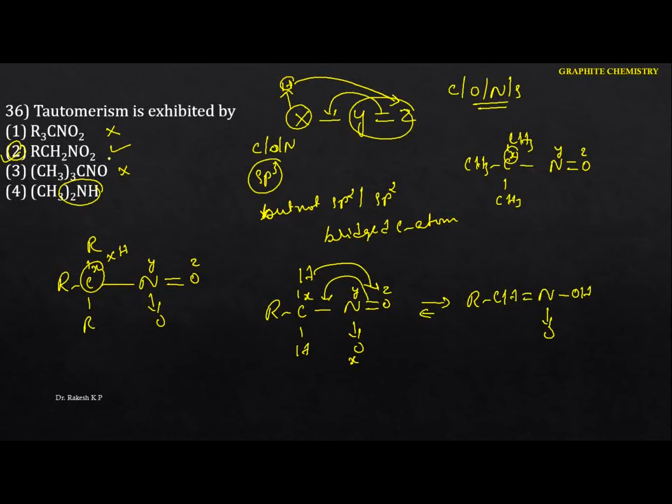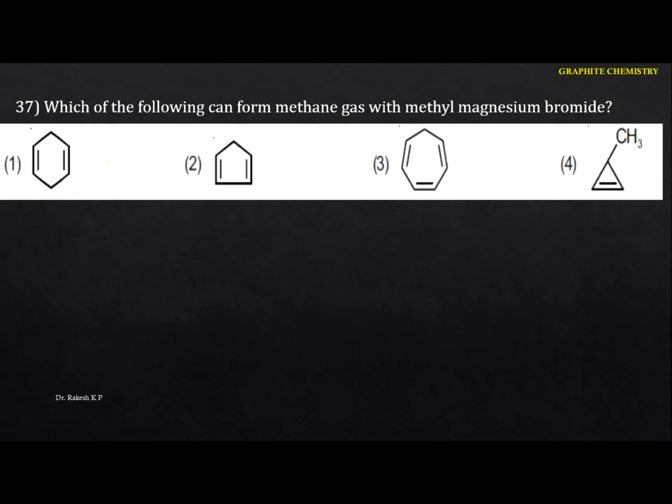Next one: which of the following can form methane gas with methyl magnesium bromide? Just identify this one here. Now we have to identify which is the more active hydrogen. If we take the first one here, you can identify two active hydrogens here, and here also two hydrogens. See the next one, the second one here: we have two hydrogens. So come to the next one.